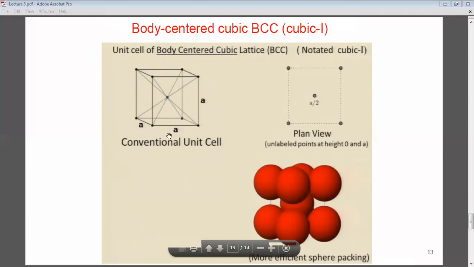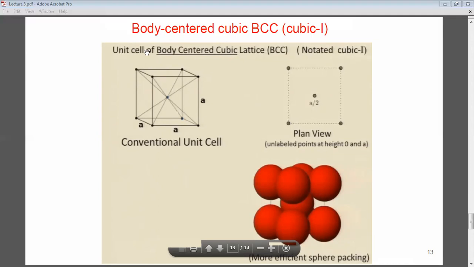Okay, how many lattice points are in this unit cell? So I have one here, right? And then I have 1/8, 1/8, 1/8, 1/8, 1/8, 1/8, 1/8, 1/8. So that's 8 times 1/8 plus 1. So I have 2 atoms in this unit cell. So it is not primitive, it is a conventional unit cell.